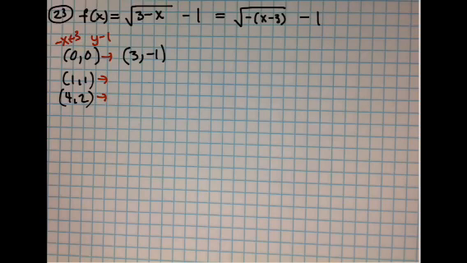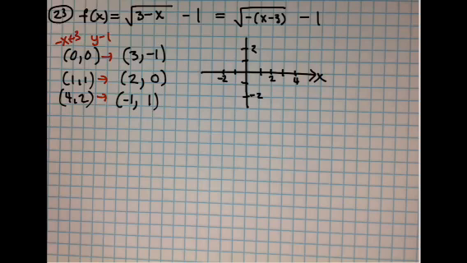Then negative 1 plus 3 is 2. 1 minus 1 is 0. And then negative 4 plus 3 is negative 1. 2 minus 1 is 1. Now we're going to plot them.